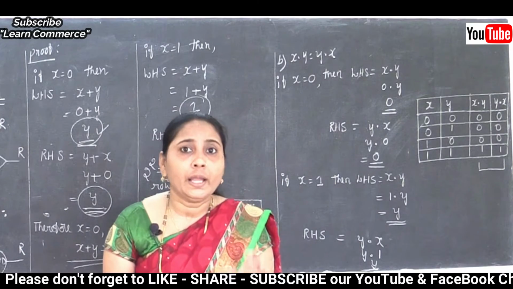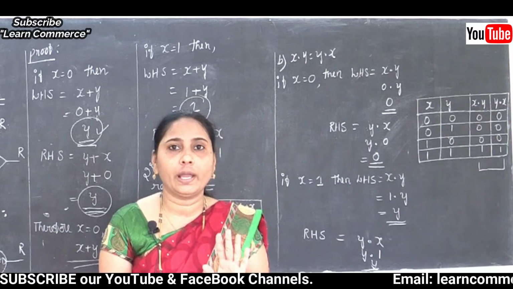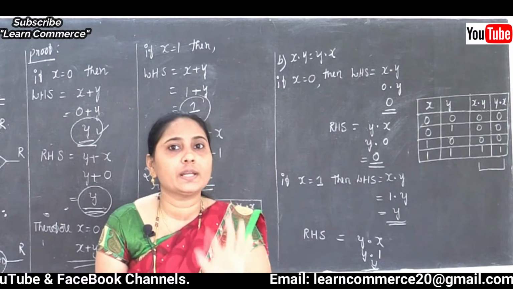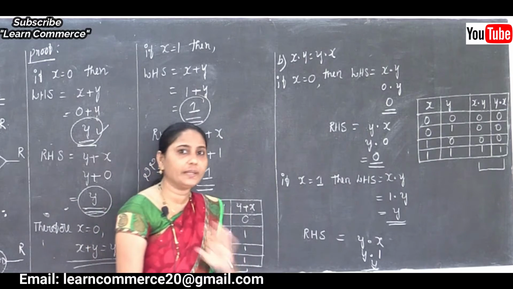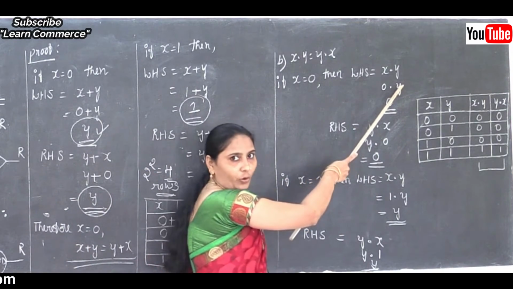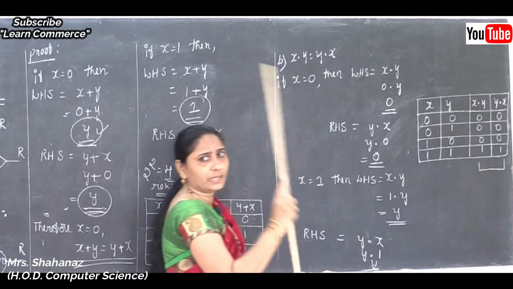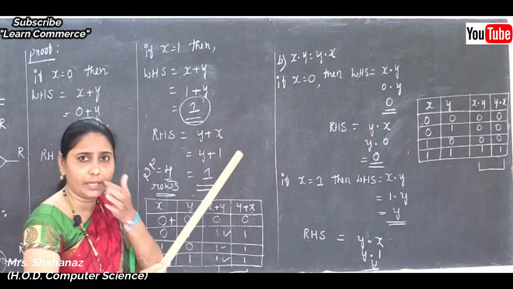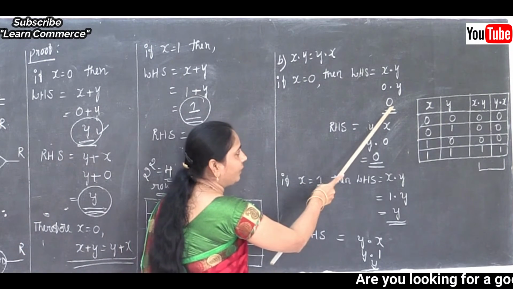Maybe it depends if you are using y value as 0, if the result is 0. If y value is 1, if the result is 1, we can say that it depends on the y value. But here it does not depend on the y value. Maybe the y value is 0, no effect. Maybe the y value is 1, the result is always 0 only. Clear this point? It does not depend on the y value. So the result will be 0.